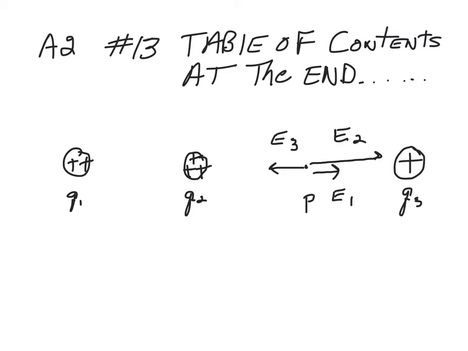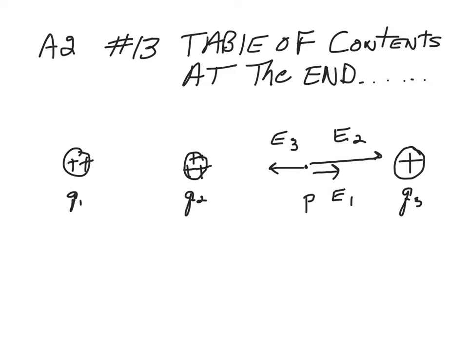And now we've got to add all these vectors. They're all along the x-axis. They're all I hat. These 2 are positive and this is negative. So write out the equation: E total equals E1 plus E2 plus E3, and then put in the numbers. Should I help you with that?